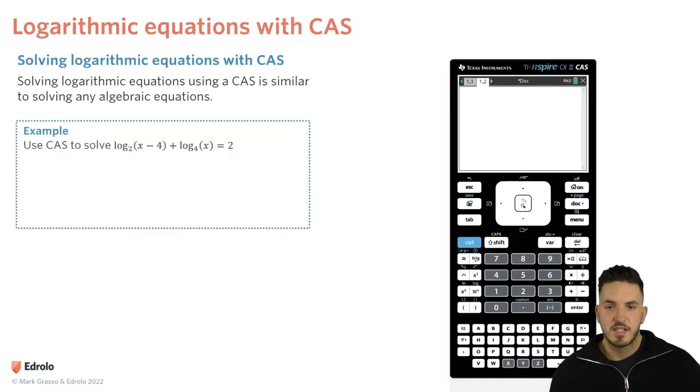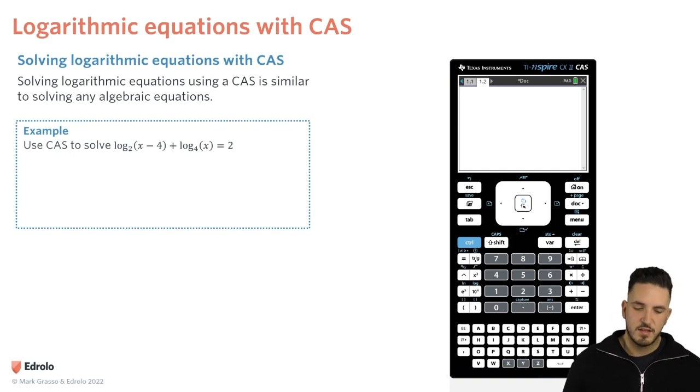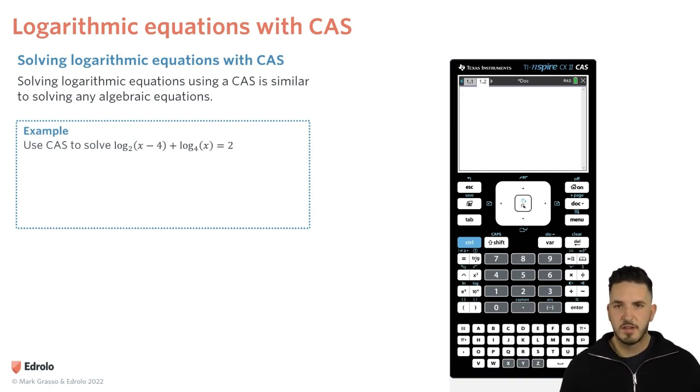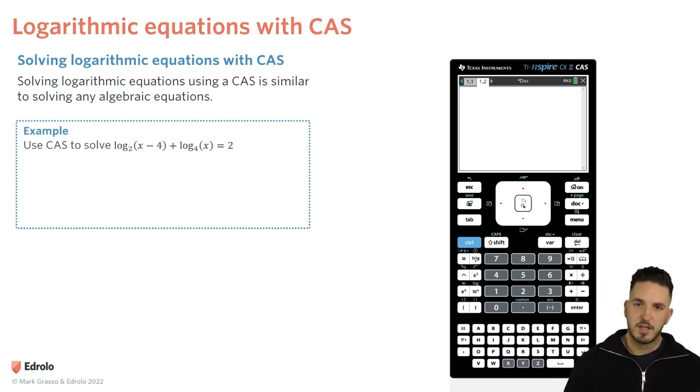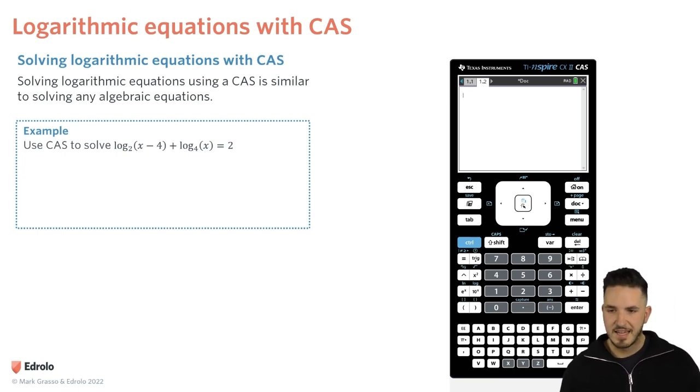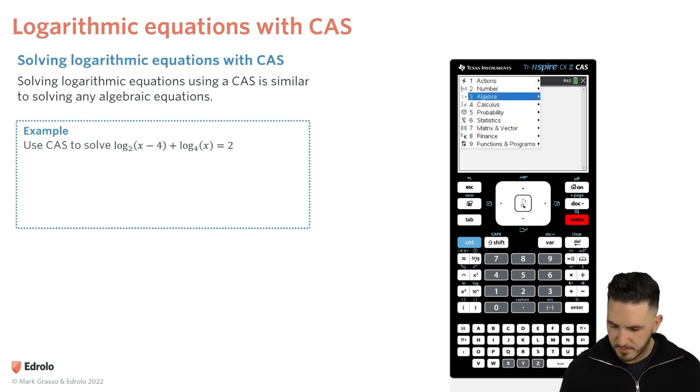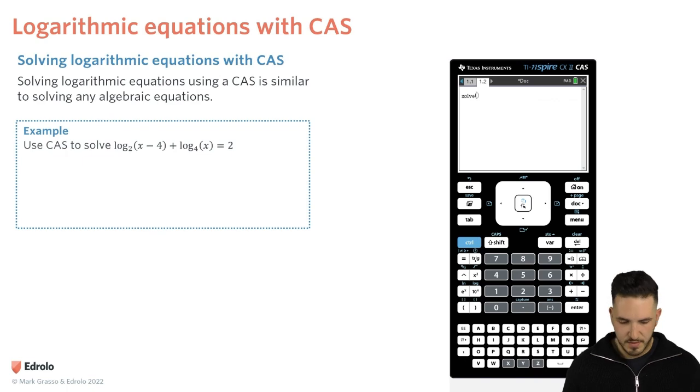So logarithmic equations with the CAS. When we're solving logarithmic equations using our CAS, it's very similar to when you're solving any other sort of algebraic equation. You would have menu, algebra, solve, and so forth. In this example, we have used the CAS to solve log 2 of x minus 4 plus log 4 of x equals 2. So again, we're going to go to menu, algebra, solve, log 2, so control, where's log?